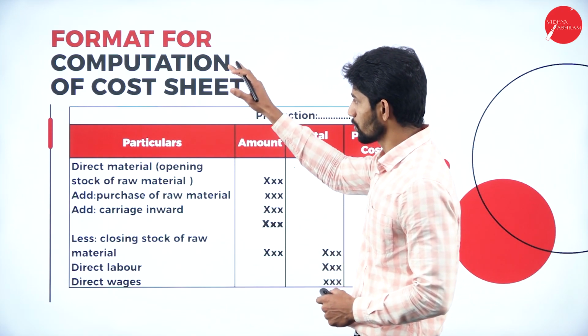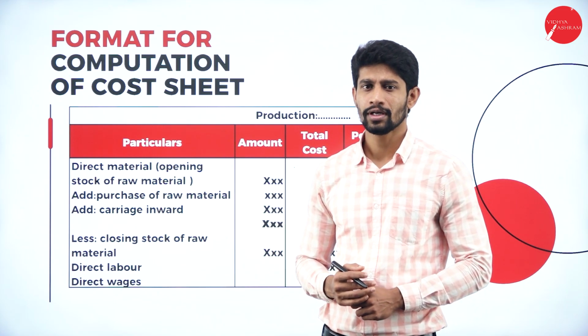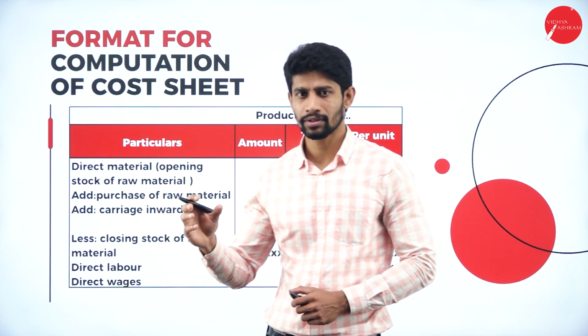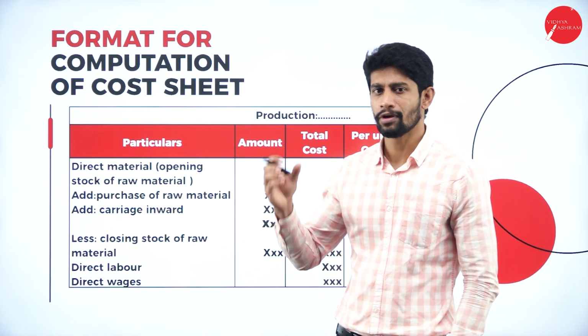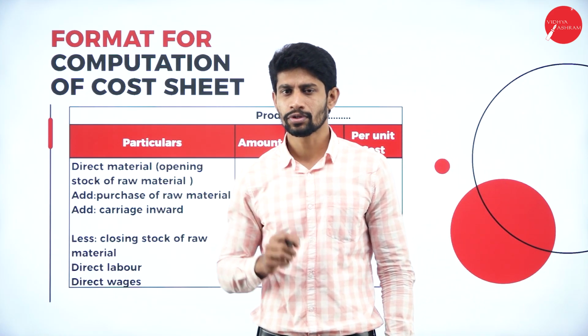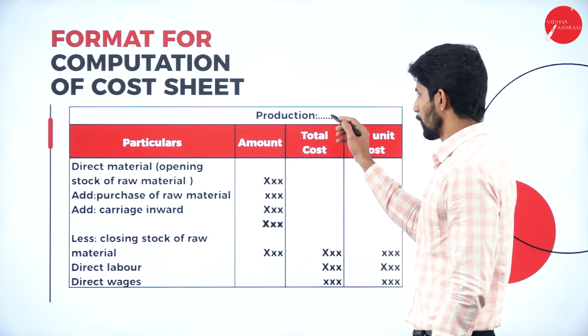So first you are supposed to write the heading, that is computation of cost sheet for the period, like for 1 month or for 6 months or for 1 year. Whatever the duration, whatever the period that will be given in the problem, you are supposed to write computation of cost sheet. Then you are supposed to write production.